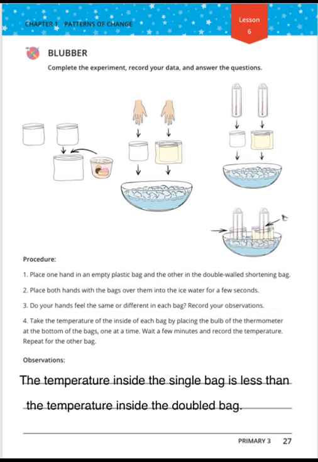The observation is the temperature inside the single bag is less than the temperature inside the double bag. The double bag worked as an insulator that decreases the movement of heat from the inside of the bags to the surrounding environment. The double bag represents the blubber layers in the polar bear, which help it not to feel the cold.